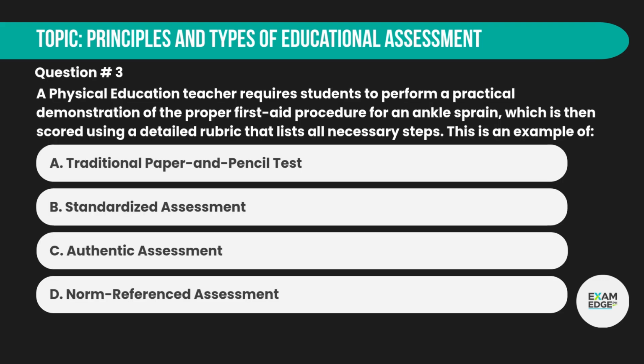Question number 3. A physical education teacher requires students to perform a practical demonstration of the proper first aid procedure for an ankle sprain, which is then scored using a detailed rubric that lists all necessary steps. This is an example of A. Traditional paper and pencil test. B. Standardized assessment. C. Authentic assessment. D. Norm-referenced assessment.